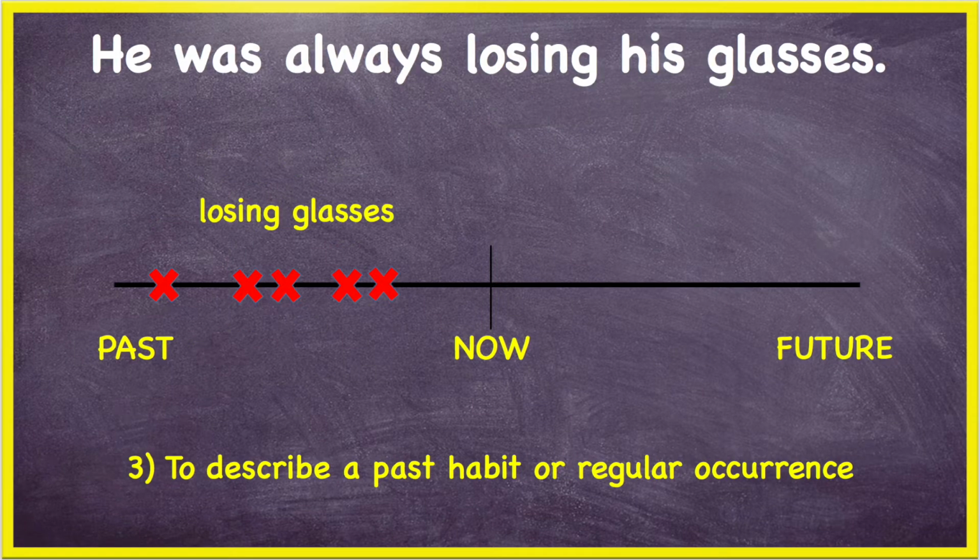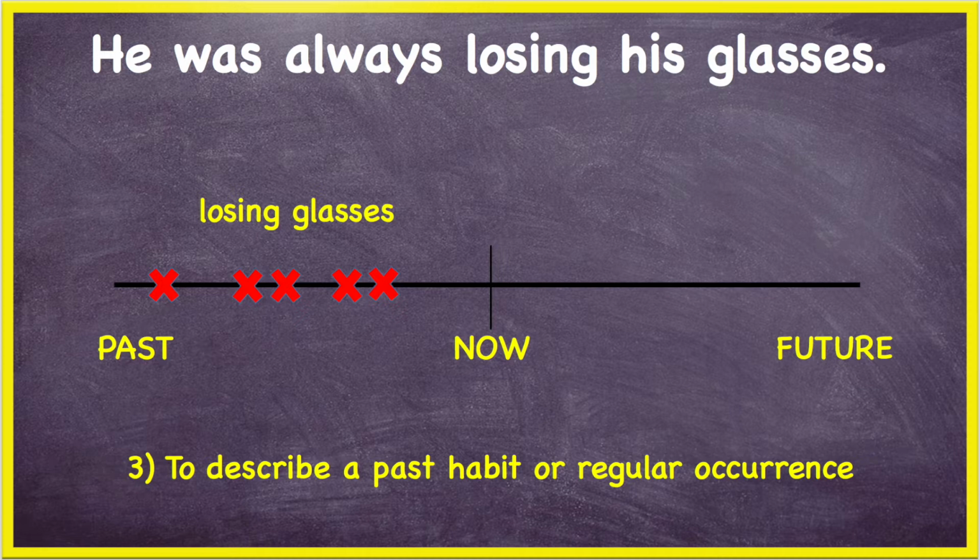All right, the third use is to describe a past habit or regular occurrence. So the example is, he was always losing his glasses. So you see there on the timeline that he lost his glasses several times over a stretched out period of time, right? We don't know exactly how long of a time this is. Maybe we're talking about last year, or maybe a period of several years, or maybe about a shorter period. Who knows?